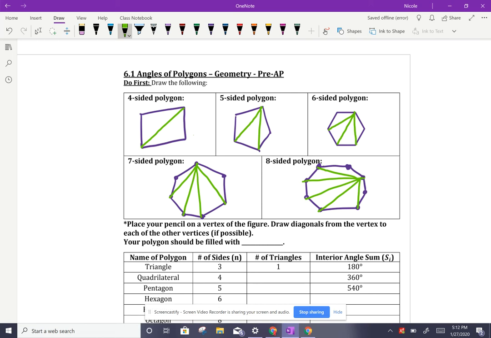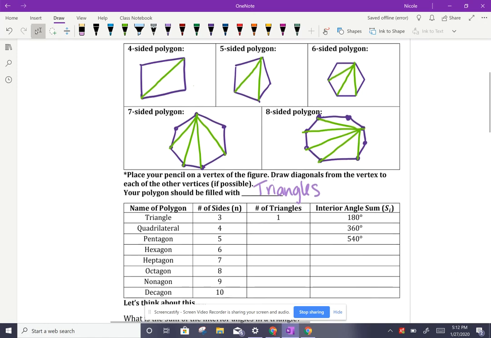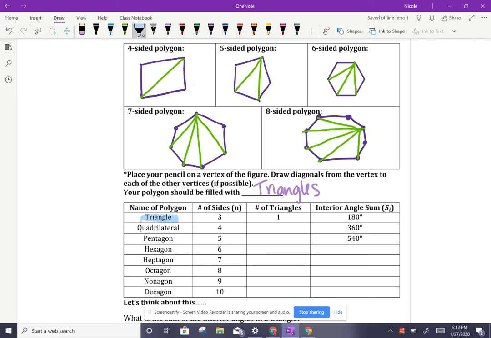Now, let's look at these lines that we've just created with our polygons. What do you notice? What do you see that these lines of our vertices create? Well, they create things that all have three sides. What are polygons called that have three sides, guys? Triangles. They are all filled with triangles. Triangles are the basis of all of our polygons, you will come to see. So let's look at this little table we have. If you have a triangle, it has a total of three sides. It's made up of one triangle, and its angles on the inside add up to equal 180 degrees.